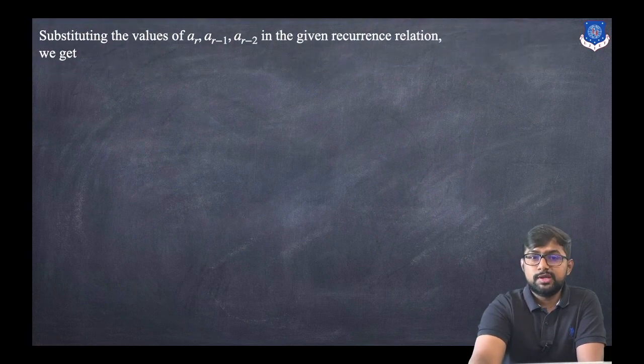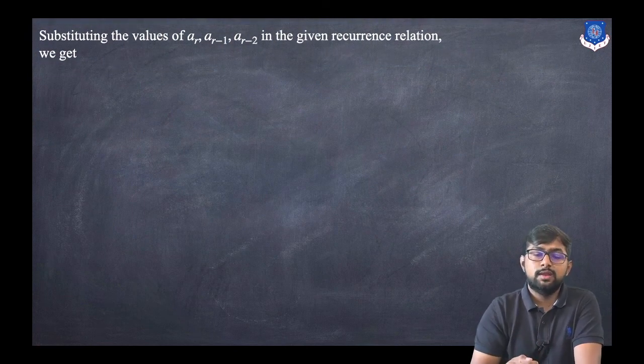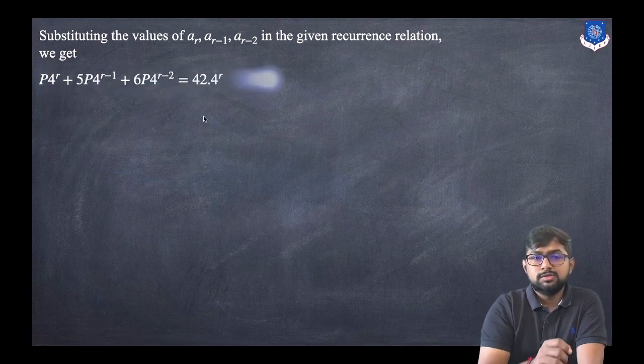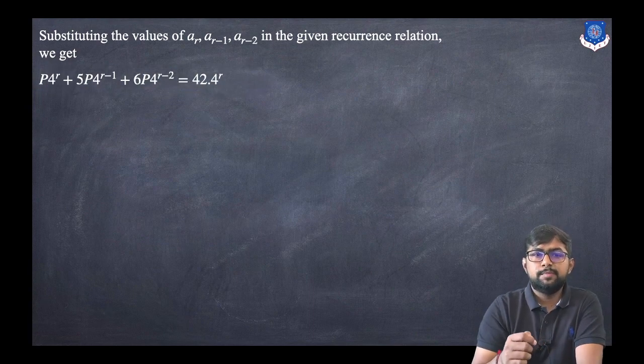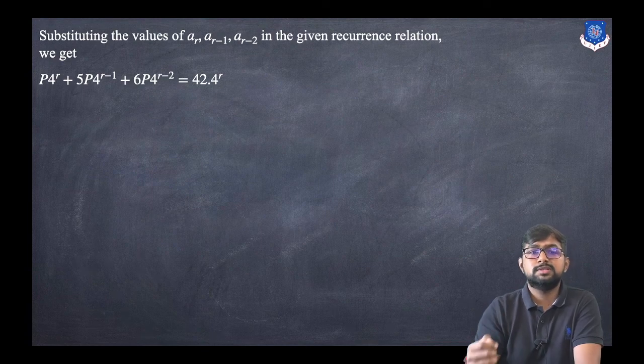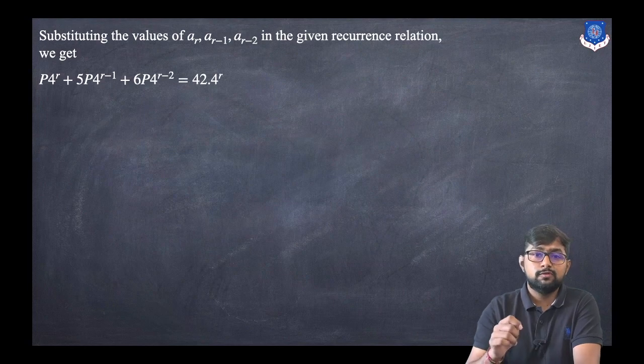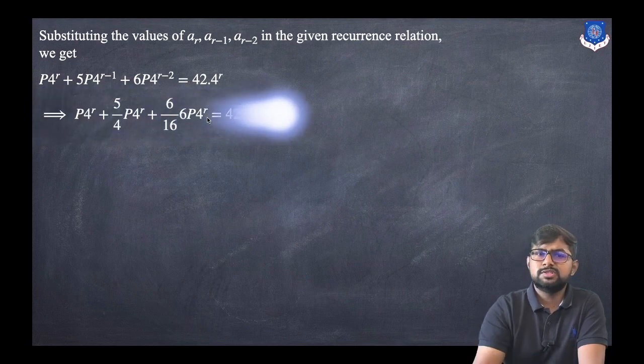Now substituting the values of a_r, a_(r-1), a_(r-2) in the given recurrence relation. So what we will get? p·4^r + 5p·4^(r-1) + 6p·4^(r-2) = 42·4^r. Okay, so we need to just solve this.